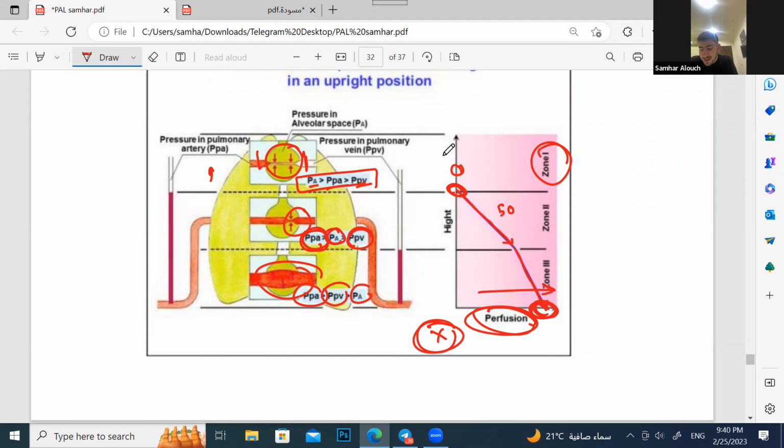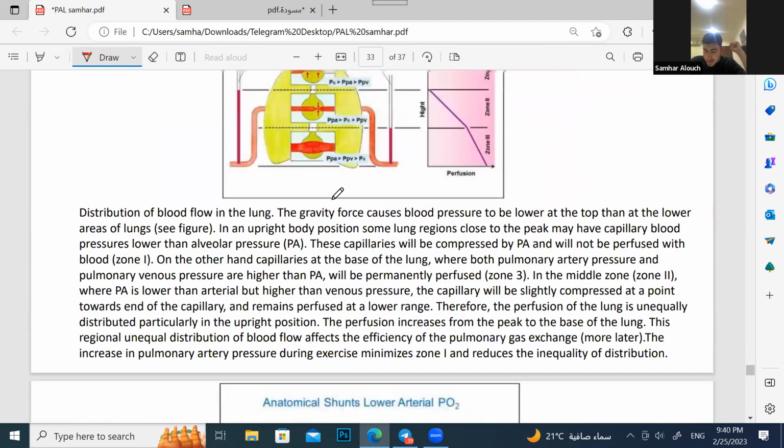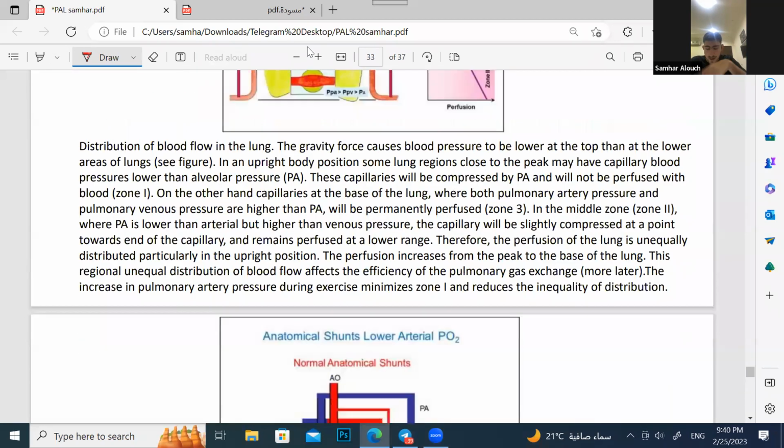So in zone one, X is 0. Zone two, X is 50. Zone three, look how big X is. It's shifted to the right. Is it clear? Yalla. This is the same, but I just said everything. I said it's plotted here.